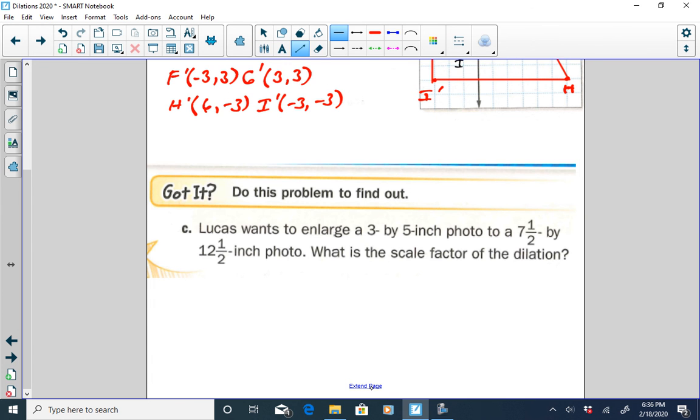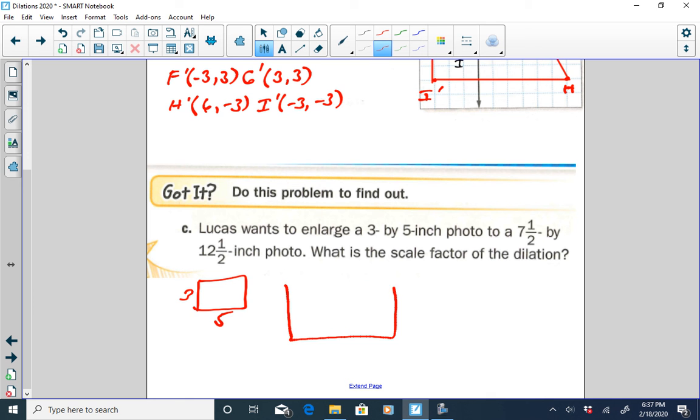All right. Okay, let's look at our next example. Lucas wants to enlarge a 3 by 5 photo to a 7.5 by 12.5 photo. What is the scale factor of the dilation? Well, we talked about scale factor being the ratio of the corresponding sides. So let's just sketch that photo real quick. 3 by 5. And we want to enlarge it to something that is 7.5 by 12.5. Now, if we're talking about the corresponding sides, 3 and 7.5 are corresponding sides, 12.5 and 5 are corresponding sides.